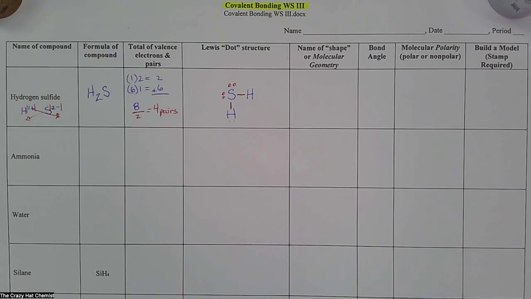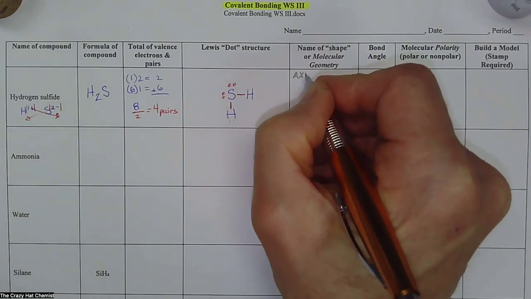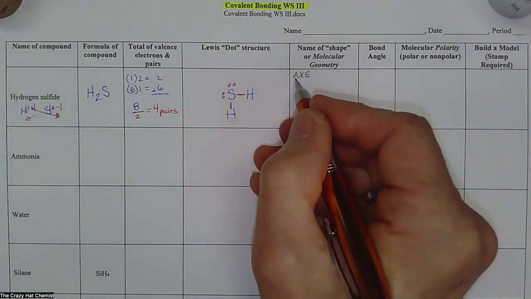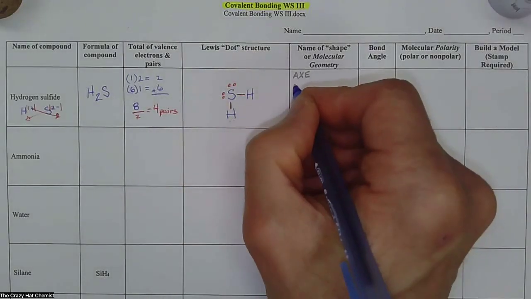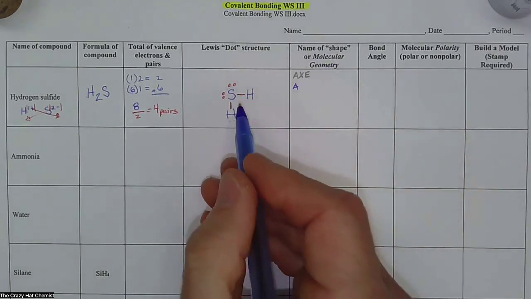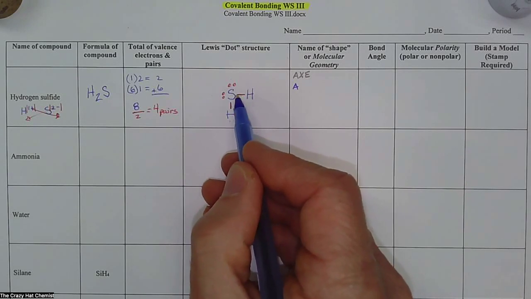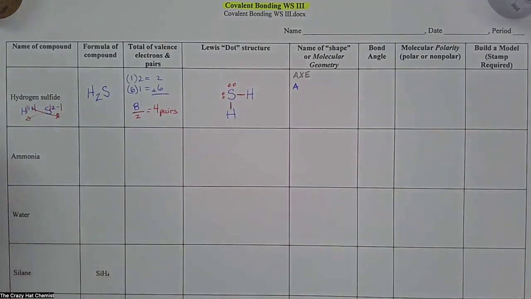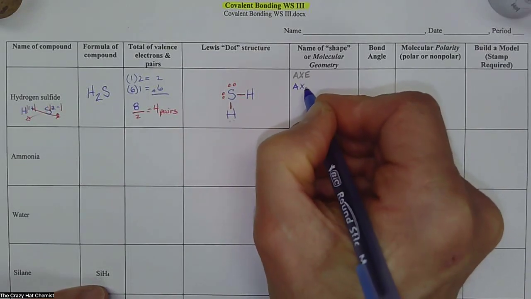And now what we need to do is come up with the molecular geometry or the shape, and this is all based on the AXE. So we're going to draw out the AXE, A-X-E. So what is the A? The A is the central element. In this case, it's the sulfur. The X are the elements that are physically attached with bonding electrons to the central element, so that would be the 2 hydrogens. So that would be AX2.